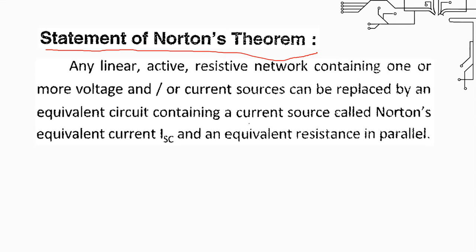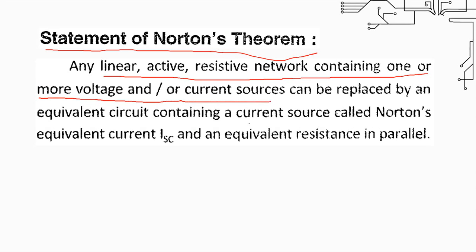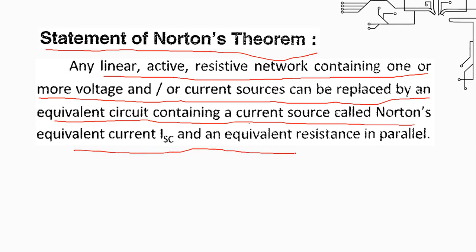So what is the statement? The statement is that any linear active resistive network containing one or more voltage and or current sources can be replaced by an equivalent circuit containing a current source, called Norton's equivalent current ISC, and equivalent resistance in parallel.